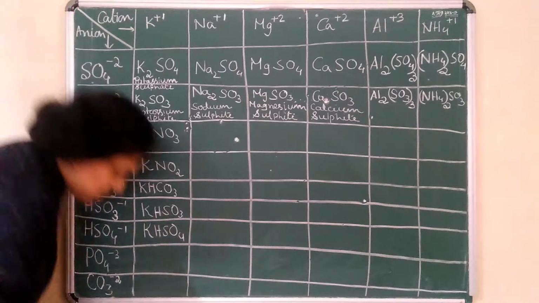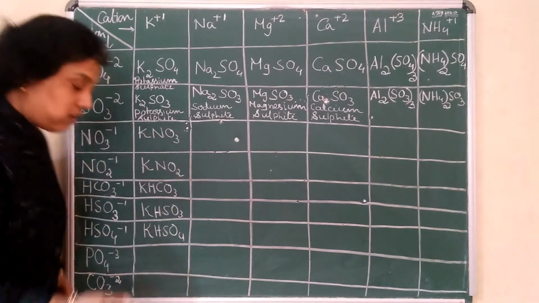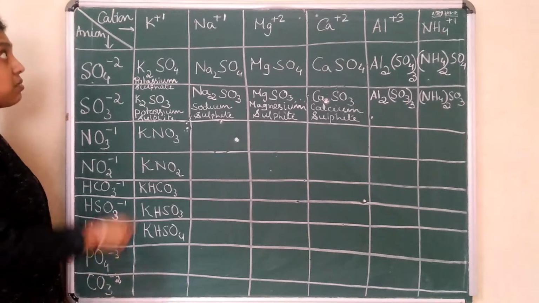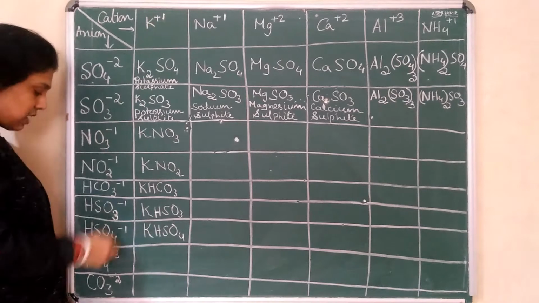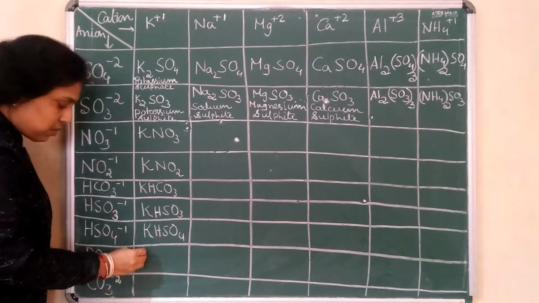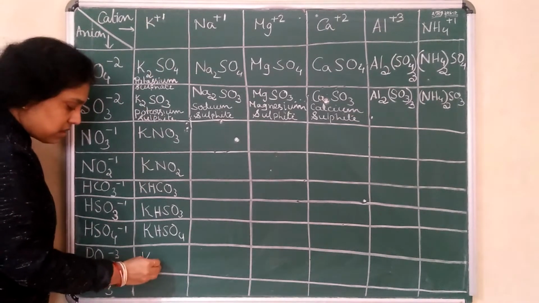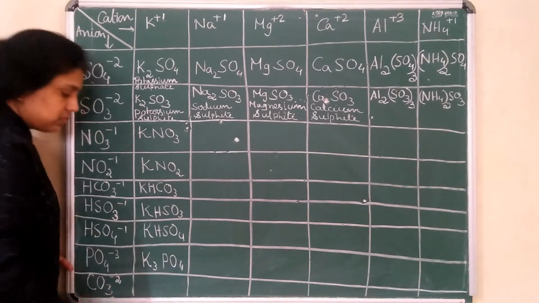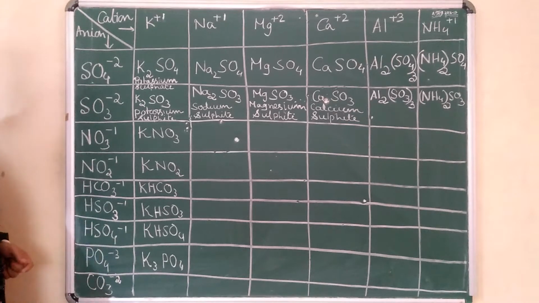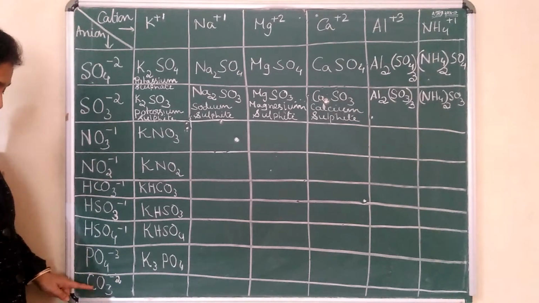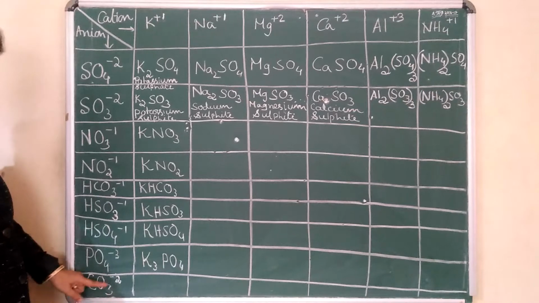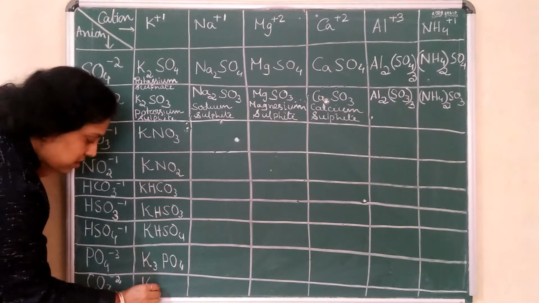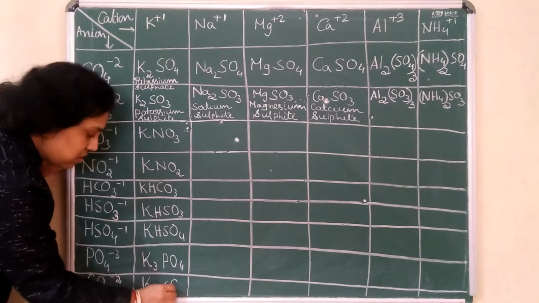Okay, then next, phosphate. The phosphate valency is 3. The potassium valency is 1. You have to interchange, so potassium K3PO4. There would be a bracket for 1, no need to write it. Then carbonate is minus 2. So with potassium, the carbonate valency: K2CO3.